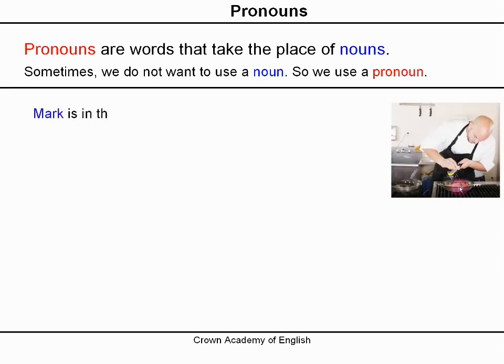Example: Mark is in the kitchen. He is cooking. So here we can see Mark, this is a noun, and he's in the kitchen. But for the second sentence, we don't want to repeat the word Mark because it doesn't sound very good. So we replace the word Mark with he. So that is an example of a pronoun. It represents a noun.